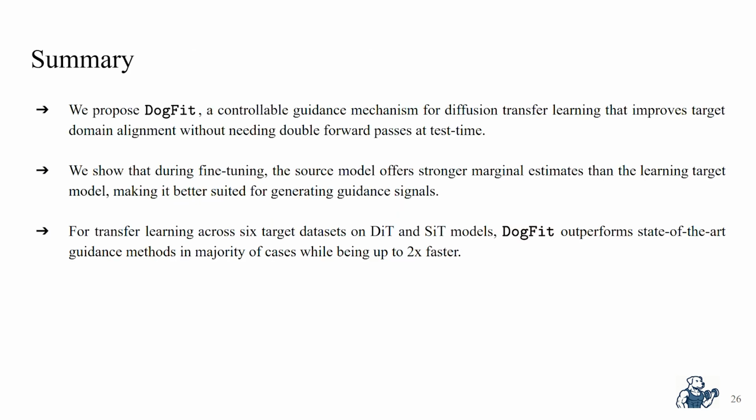To wrap up, we propose DogFit, a controllable guidance mechanism for diffusion transfer learning that improves target domain alignment without needing double forward passes at test time. We show that during fine-tuning, the source model offers stronger marginal estimates than the learning target model, making it better suited for generating guidance signals. For transfer learning across 6 target datasets on DiT and SiT methods, DogFit outperforms state-of-the-art guidance methods in the majority of cases while being up to 2 times faster.